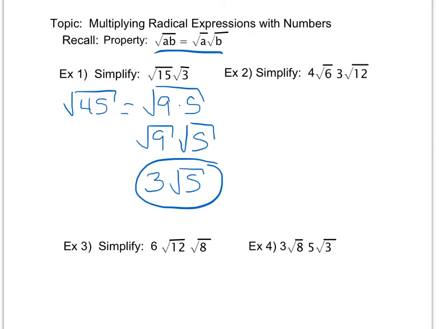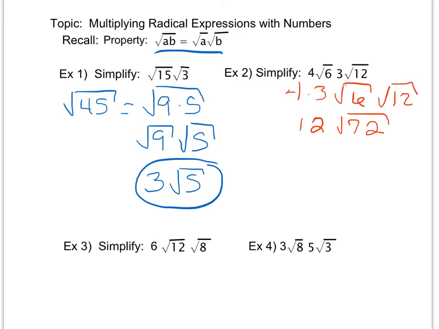Looking at example 2, again, I want to simplify. So the first thing I'm going to do is multiply. Since it does not matter what order I multiply, I'm going to go ahead and rearrange this to say 4 times 3 times the square root of 6 times the square root of 12. Well, I know 4 times 3 is 12, and I know 6 times 12 is 72.